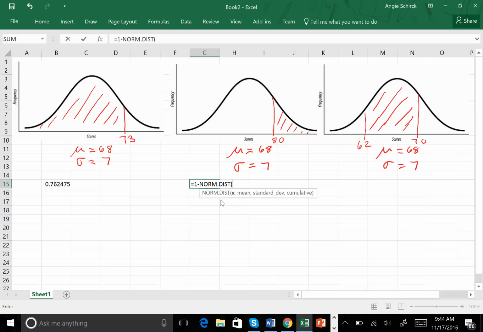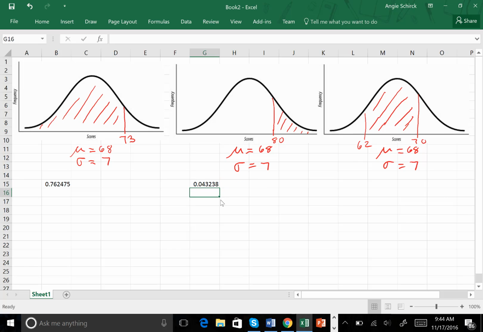And then we pretty much do the same thing that we did before. So we're going to enter our data value, which is 80. We're going to enter our mean, which is 68. Our standard deviation, which is 7. And we want it to be cumulative, so we will enter 1. So remember that the normal distribution is giving us the area to the left, but because we wrote 1 minus the normal distribution, we will now get the area to the right.